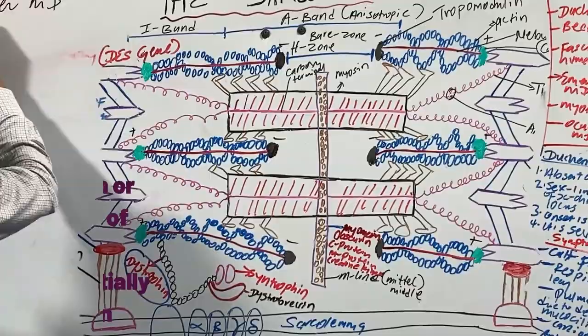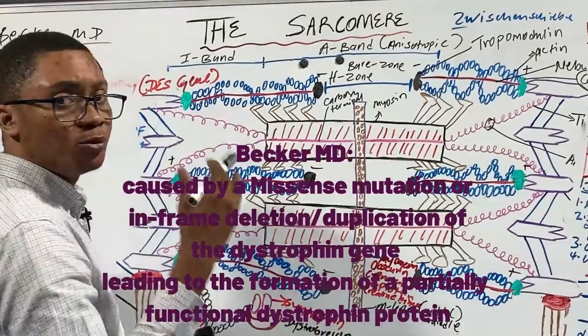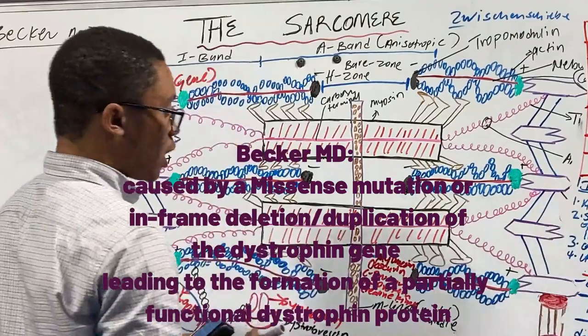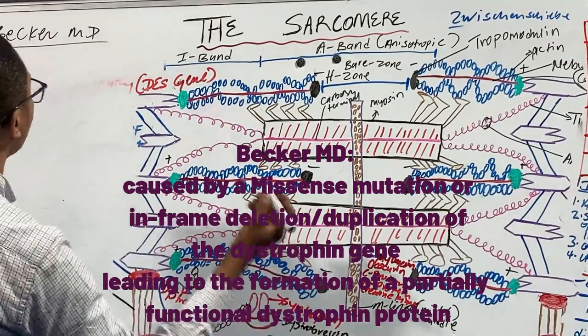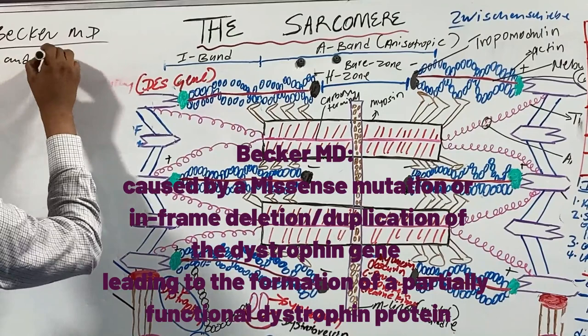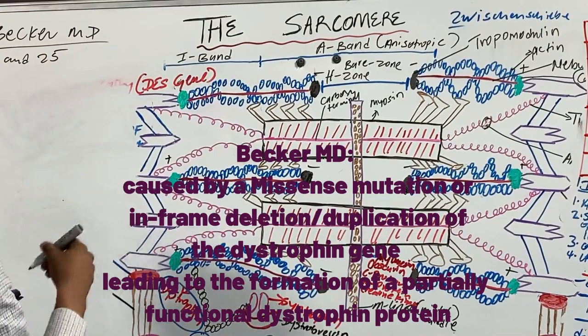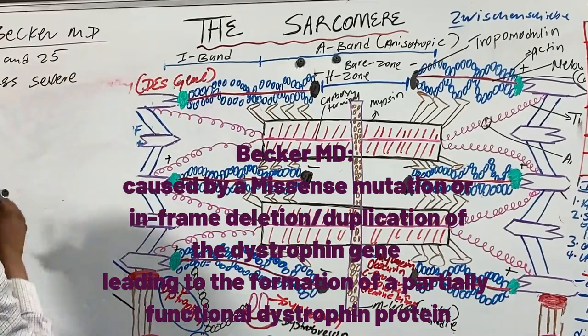Now, Becker's muscular dystrophy is just like what I said initially, it is less severe compared to Duchenne muscular dystrophy. So Becker muscular dystrophy, we can have the onset of this disease within the age of 11 and 25. It is less severe. Let's make that clear.